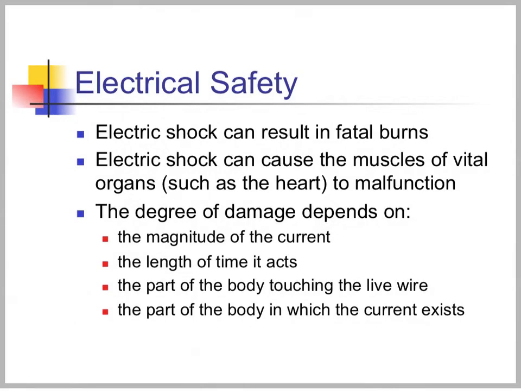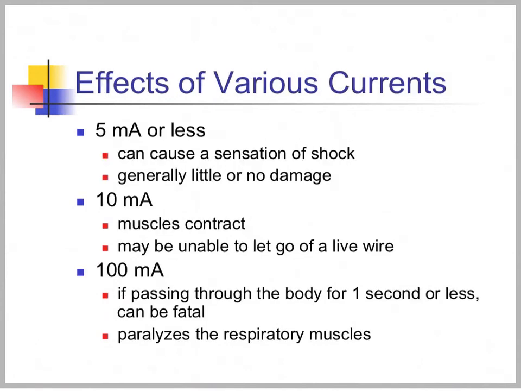Now, electrical shock can result in many different things. It can result in minor burns, all the way to fatal burns. It can also cause the muscles of the vital organs, such as the heart, to malfunction. And the degree of damage to a person is based on the magnitude of the current, the length of time that current acts, the part of the body touching the live wire, and the part of the body in which the current exists.